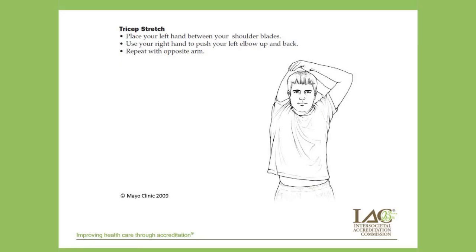Okay, tricep stretch. I like this one too. Put your left hand back between your shoulder blades, and then use your right hand to push your left elbow up and back. You're going to feel that in the triceps. And let it go. And then do the same thing with your right arm. Put your right hand between your shoulder blades, or as close as you can get, and then use your other hand to push the elbow up and back. And then shake it out.